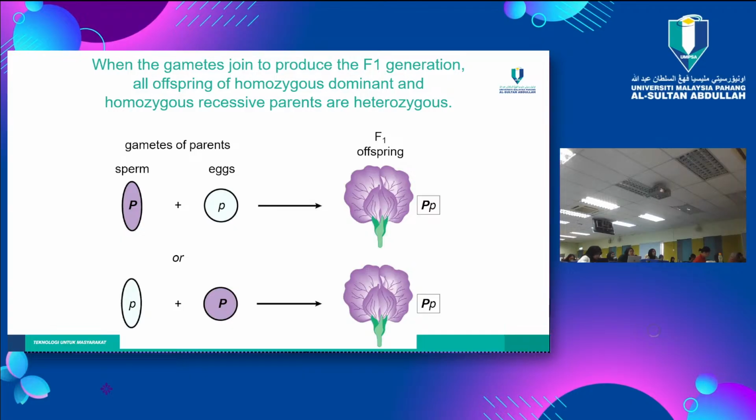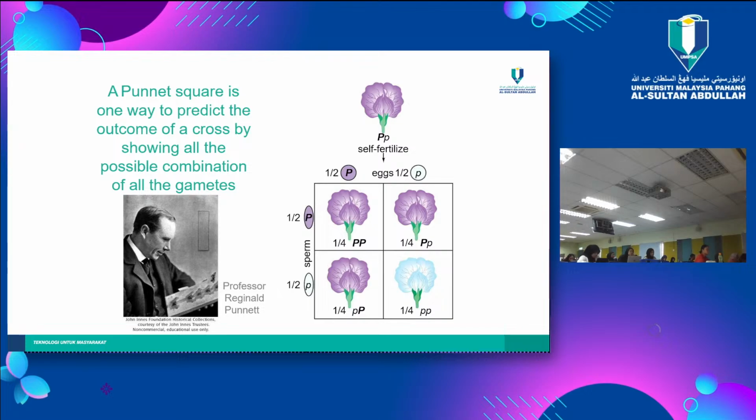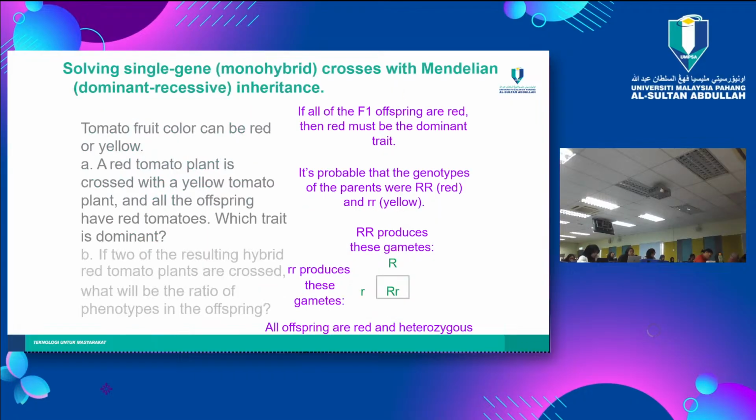So the gametes of the parents, from the sperm cells and the egg cells, will combine to give this offspring. So that is the first one. So that is the Punnett square. That's going to give you that ratio of 3:1. So this is still monohybrid.